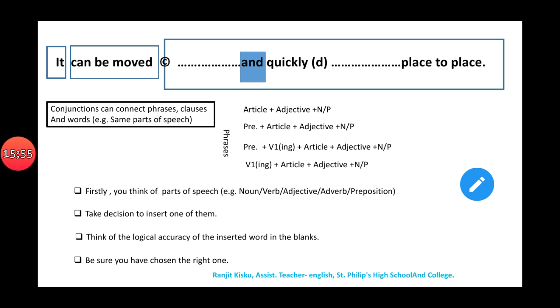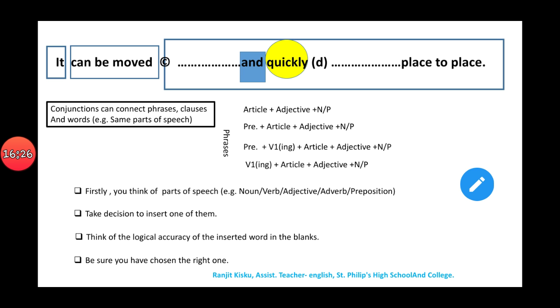Now see the phrases. Your phrases may look like this: article, adjective, noun, pronoun, preposition, article, adjectives, preposition. Sometimes we get a verb with ing form, then article, adjective, noun, pronoun. Sometimes we can get an adverb after the article, and so on. So let's see.